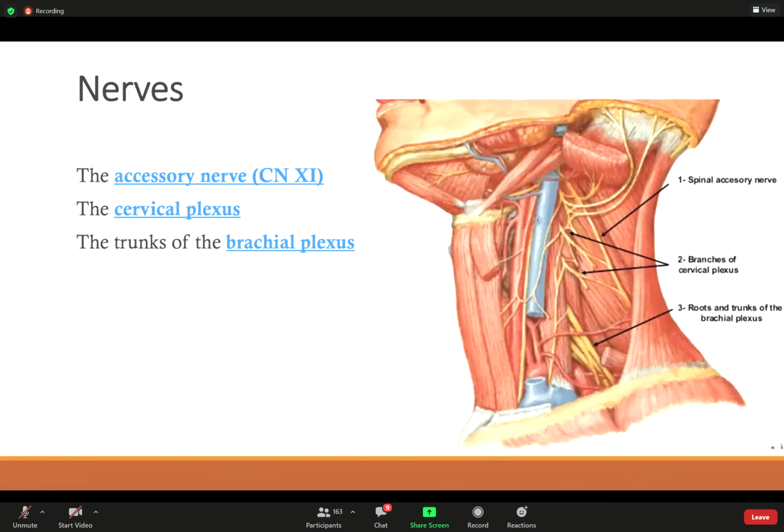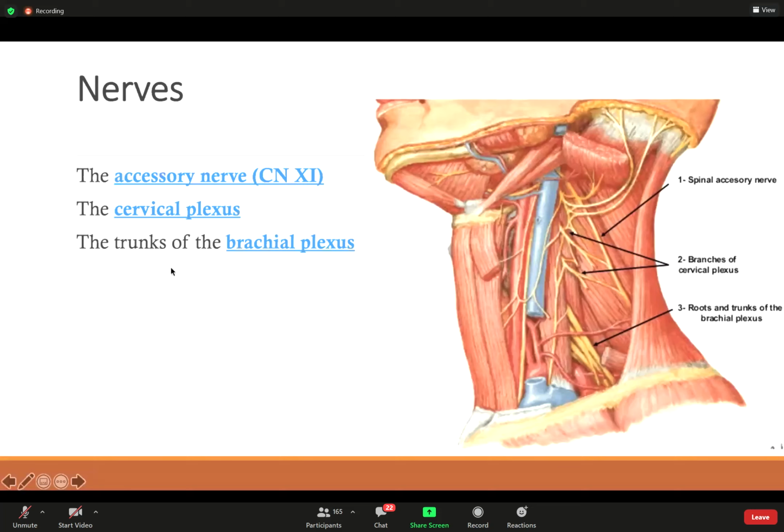Before I dig deeper, I want to see how much you are integrating the knowledge together. And this is the kind of thing that we expect from you, because the head and neck is all integrated together. So can anybody remember one muscle that is innervated by the accessory nerve? You can type it in the chat box. Anybody can remember? Perfect, trapezius.